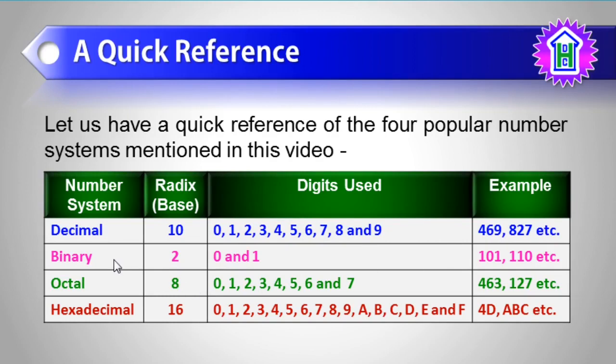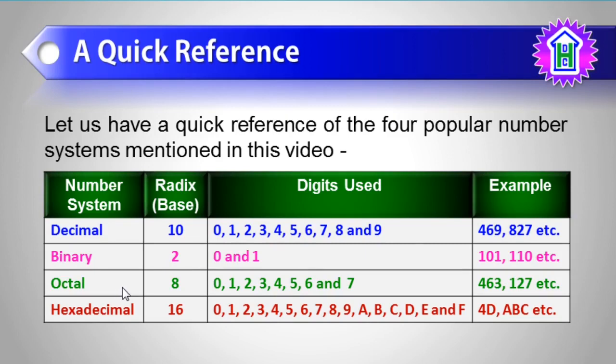The second number system is binary, and the base or radix of this system is 2. So we are not going to use 10 digits, we are only going to use 2 digits, and these are 0 and 1. So let us see some examples of binary numbers. 101, 110. These are examples of binary numbers, because these numbers are formed with either 0 or 1 or both, a combination of both.